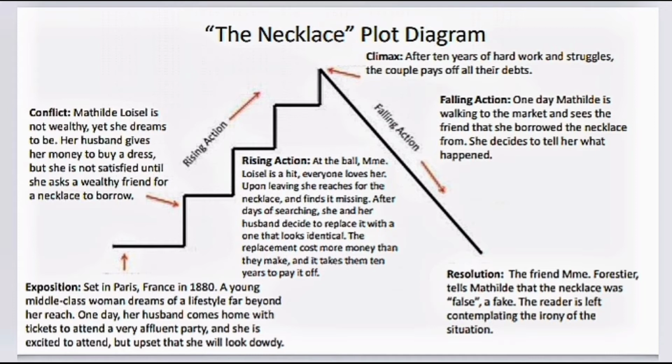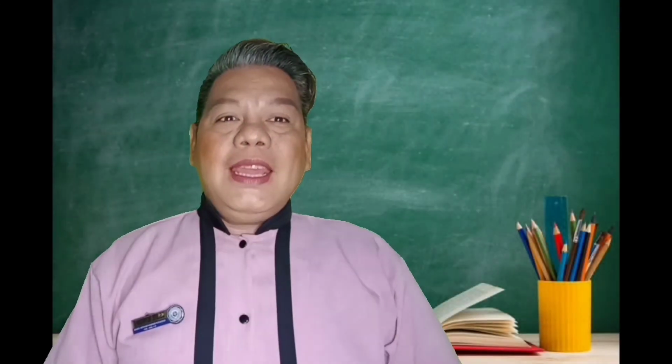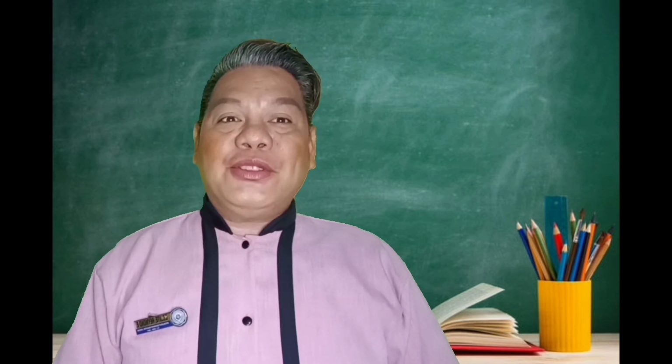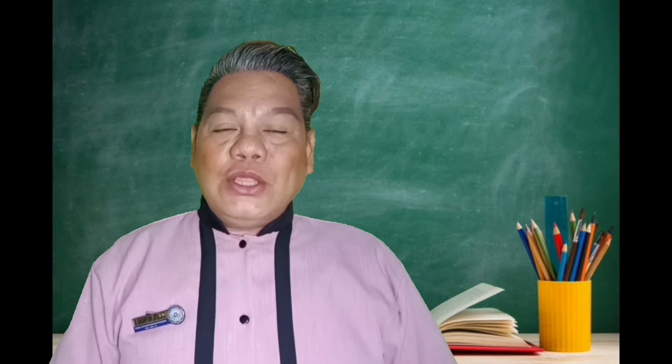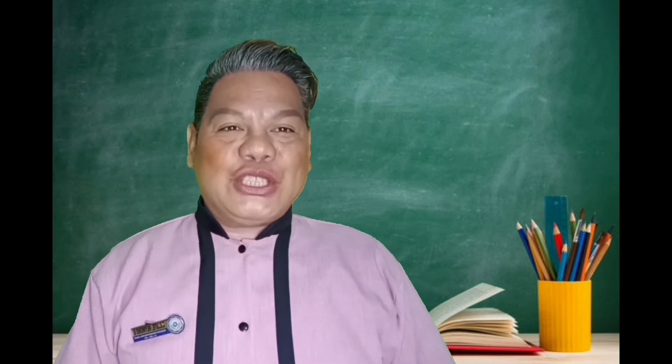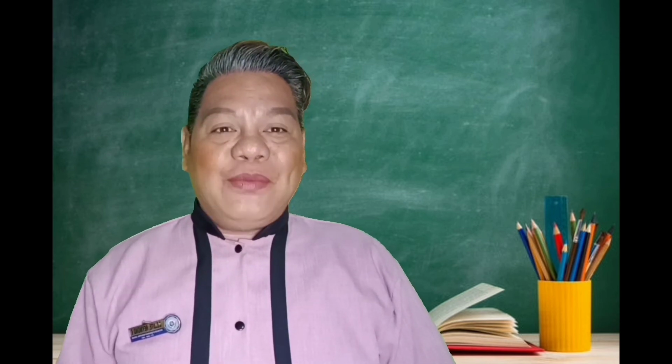Now, the climax. After 10 years of hard work and struggle, the couple pay off all their debts. Now, as you can see, the falling action: Mathilde is walking to the market and sees the friend that she borrowed the necklace from. She decides to tell her what happened. And the resolution: Madame Forestier tells Mathilde that the necklace was fake. The reader is left contemplating the irony of the situation. If you have observed, the setting, characterization, and plot work together to achieve the writer's purpose and to entertain the readers. They also help in achieving the theme of the story by showing the readers how the main character conquers her struggles.